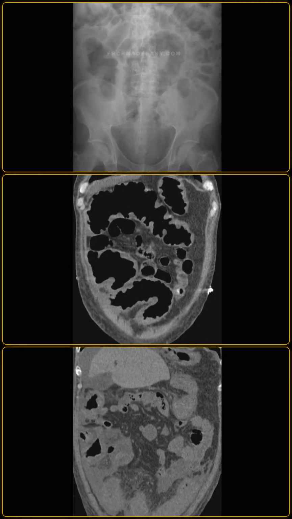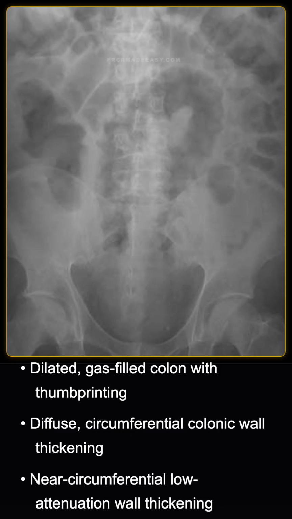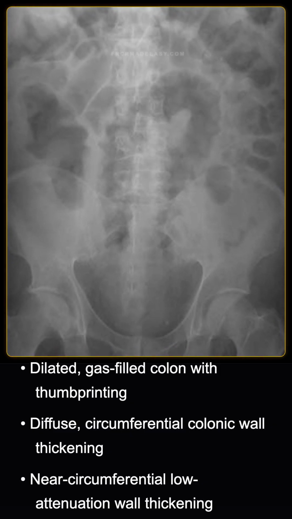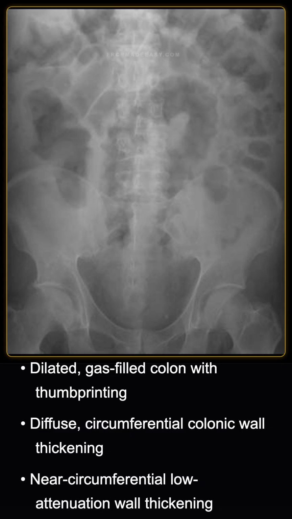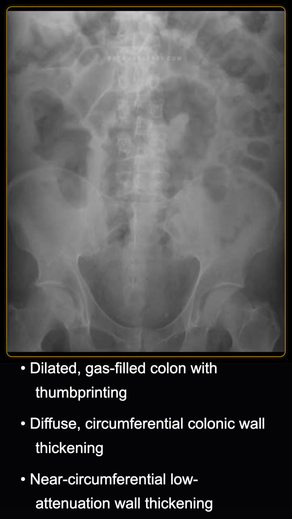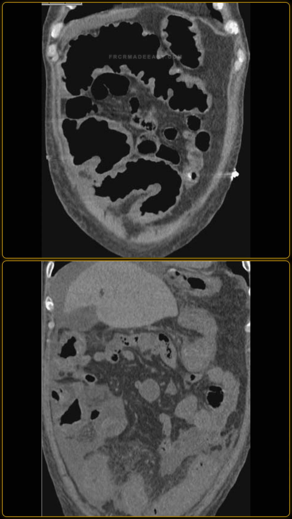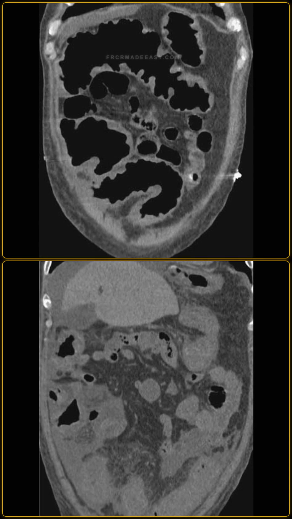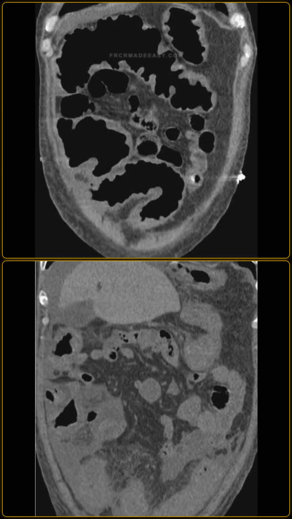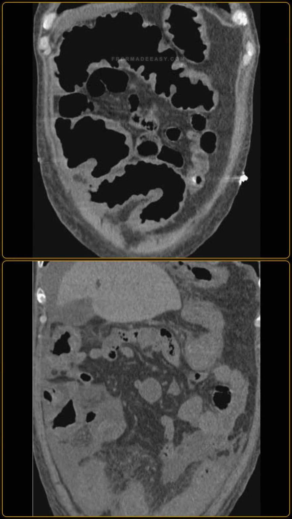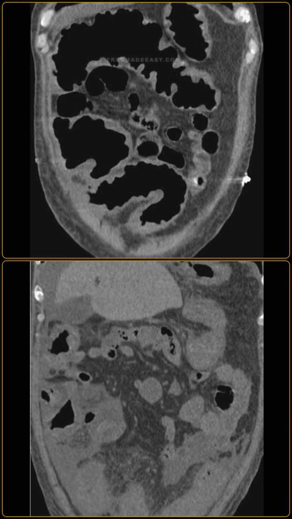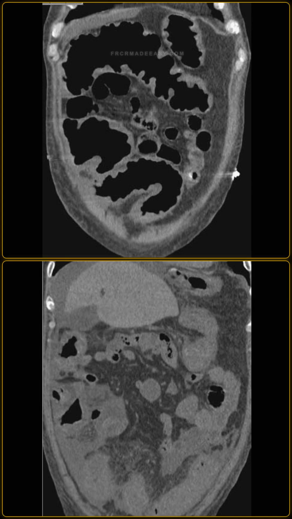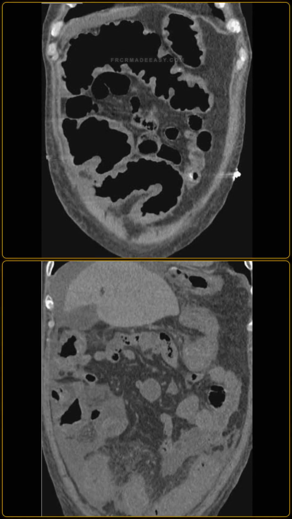Describe the findings. Okay, looking at the images, the abdominal radiograph demonstrates a diffusely dilated, gas-filled colon with marked nodular thickening of the transverse haustral folds, representing the classic thumbprinting sign. The coronal CT images confirm profound, diffuse, near-circumferential, low-attenuation wall thickening of the entire colon, reaching up to 2 centimeters in thickness. What other supportive abdominal findings are present on the coronal CT images?